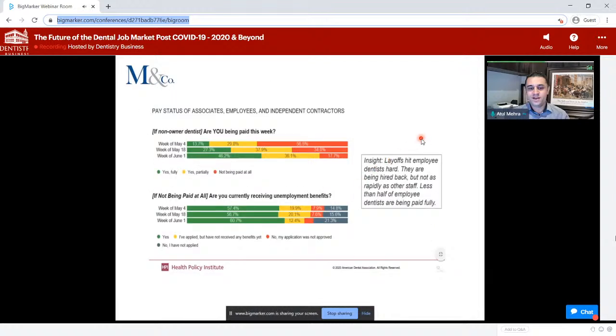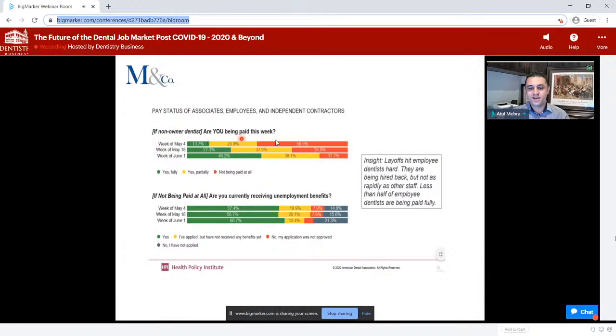So this is another trend that we're seeing, and this is some information that came out of the American Dental Association recently. They're saying that in the United States, some of the data coming out is talking about layoffs hitting the employee dentists, or the associates, a lot harder than some of the other staff. And that's definitely something to monitor.